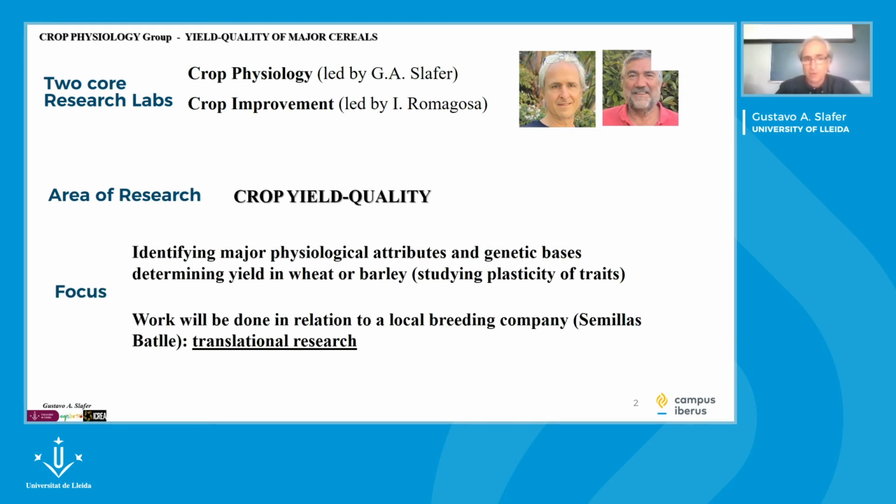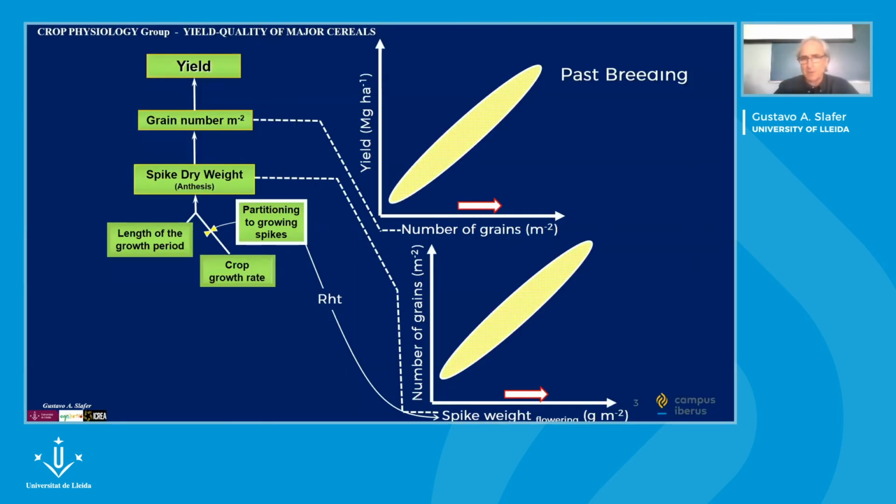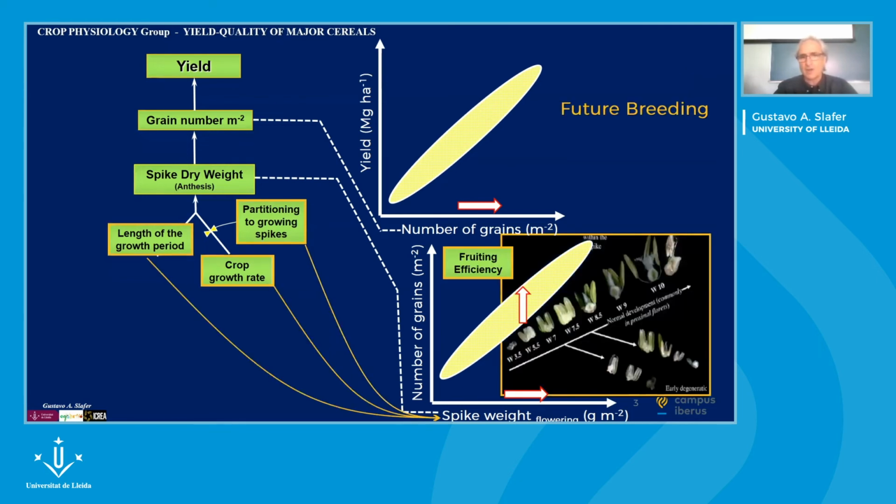The focus of the group is identifying major physiological attributes and genetic bases determining yield in wheat or barley, studying plasticity of traits, and the work is translational in nature. In the past, breeding has improved yield through improving grain number, and improved grain number through improving spike weight and anthesis, through introducing semi-dwarfing genes reducing plant height.